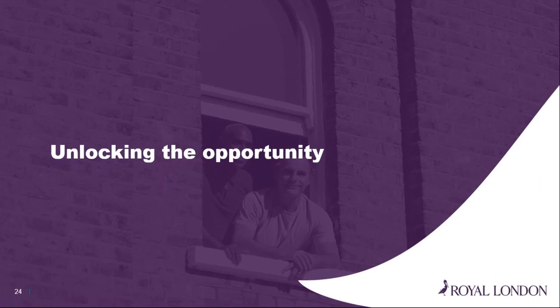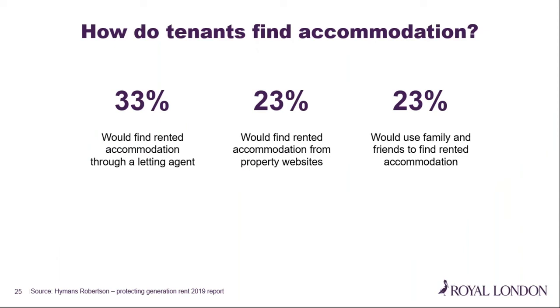Slide 25, please. Let's look first of all at how our sought after tenants find rental accommodation. So 33% would find rented accommodation through a letting agent, just like the ones we've just been talking about. 23% would find rented accommodation from property websites, and 23% would use family and friends to find rented accommodation. So how do we reach these avenues? If we could go to slide 26, please.